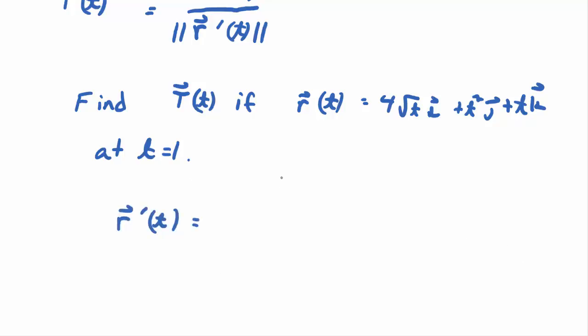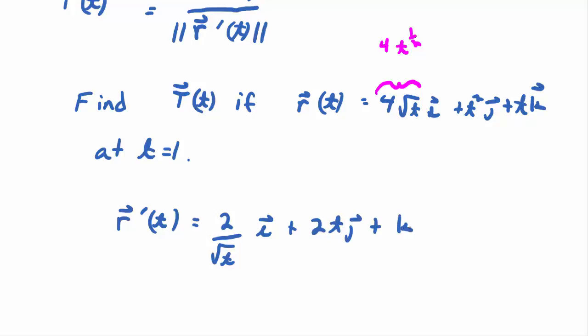So what is r prime of t? You have to take the derivative of this, which is 4 times t to the 1/2. We're taking derivatives, so 1/2 times 4 is 2, times t to the negative 1/2, which is 2 over square root of t, i, and then plus 2t j, would you believe that? Plus k. Would you buy that for $1? 50 cents? At this point, you'll believe anything, right?